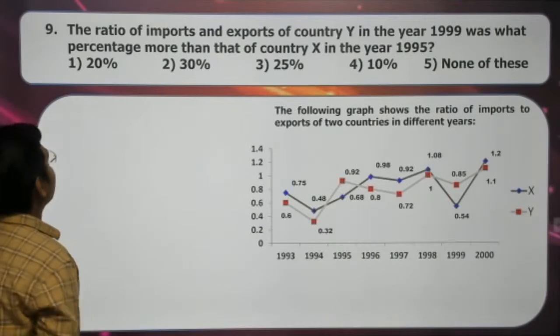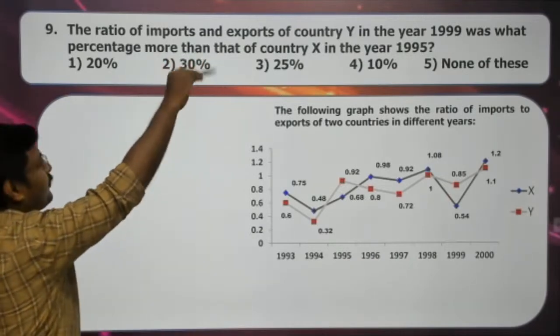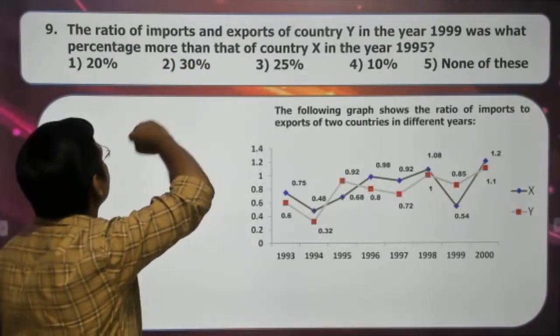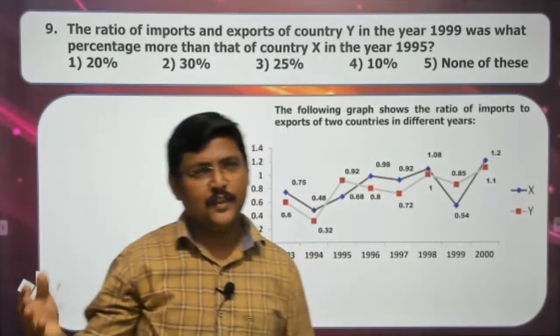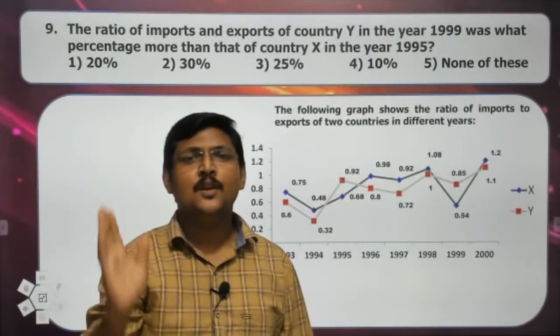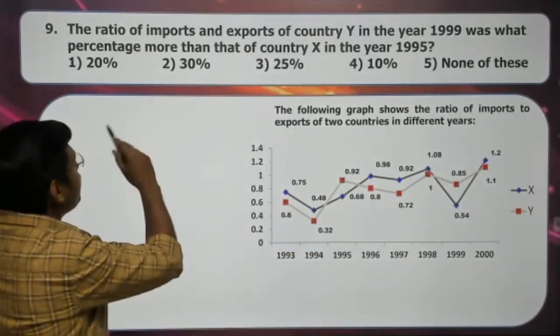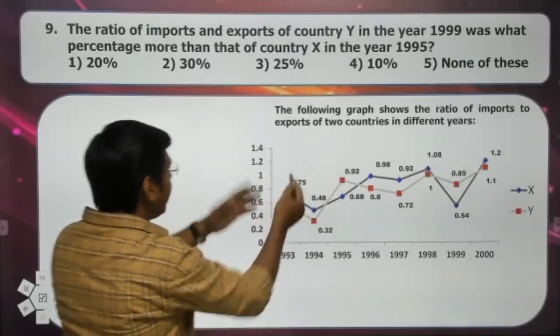Listen. The ratio of import and export of country Y in the year 1999 was what percent more than that of country X in the year 1995? Again, what percentage more? We know the formula: difference divided by the value with respect to, into 100%. And the ratio of import to export is given in the graph, so we can find that value from the graph.